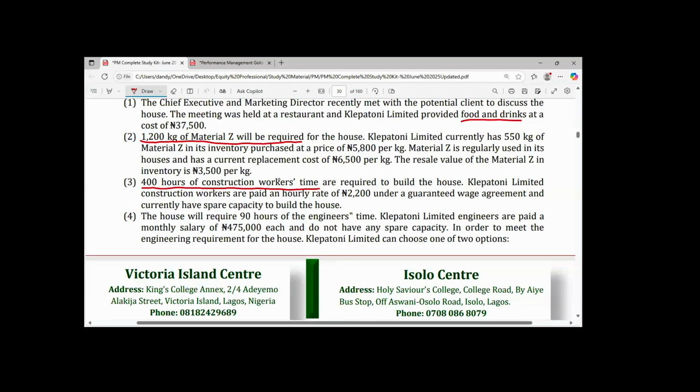4. The house will require 90 hours of engineers' time. Clepatoni Limited engineers are paid a monthly salary of 750,000 naira each and do not have any spare capacity. In order to meet the engineering requirement for the house, Clepatoni Limited can choose one of two options.